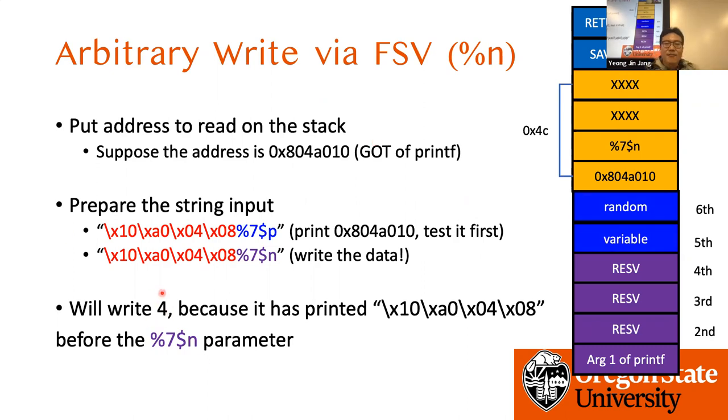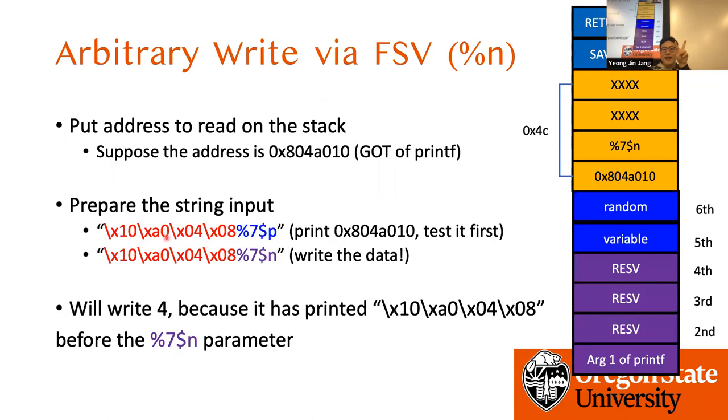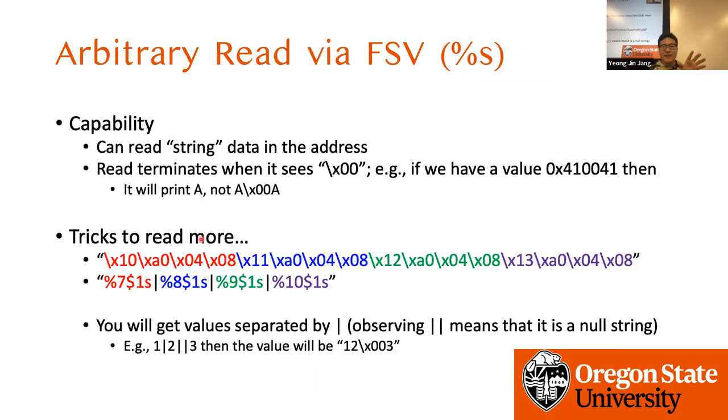Then how can he write not the number 4? How can he write an arbitrary value? So think about it. For arbitrary read and write, there are two restrictions. Attackers need to specify the address, and we can specify the address with the buffer content here. The second thing is we need to specify how much data, and that can be repeated. By repeating this again and again, we can do that.